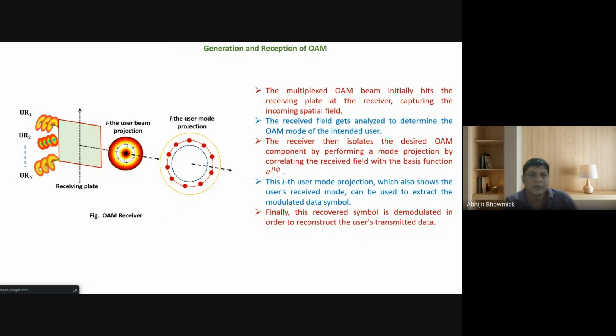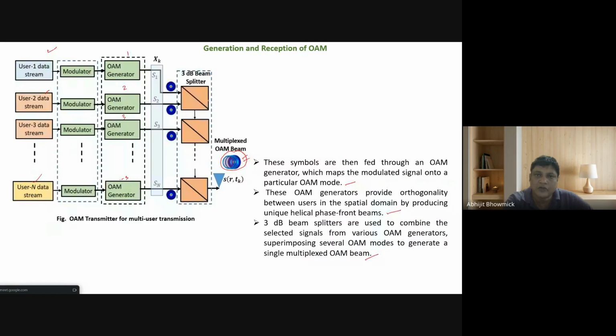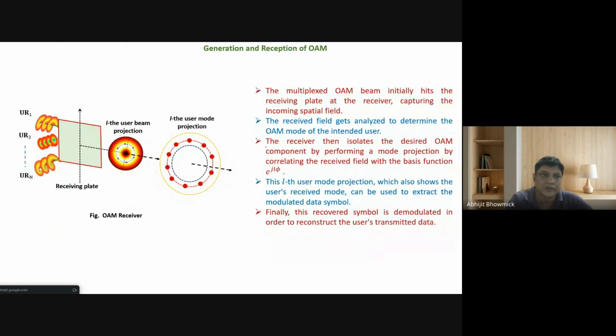Similarly, when I think about the OAM receiver, it has a receiver plate. This is the receiver plate. Each and every receiver has this OAM receiver. What happens is that the multiplexed beam which is transmitted is received here. The multiplexed beam initially hits the receiving plate at the receiver, capturing the incoming spatial field.